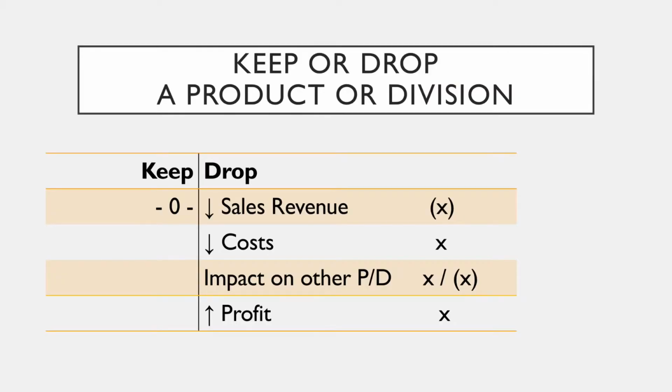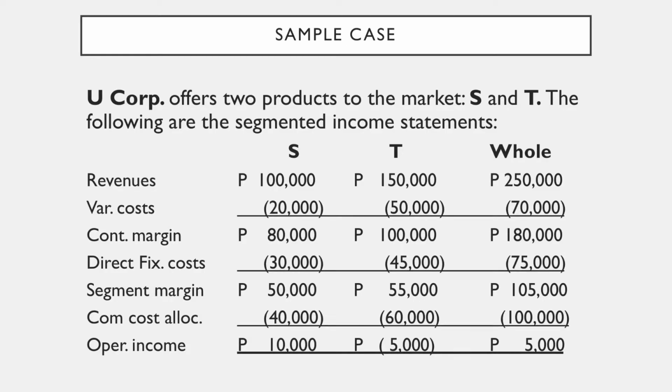So it would depend whether there is a remaining product that is a substitute or a complement of the product to be dropped. At the end, this can have an increase or decrease in the profit of the company. To demonstrate how this works, let us refer to the following sample case. U Corp offers two products to the market, S and T. The following are the segmented income statements.